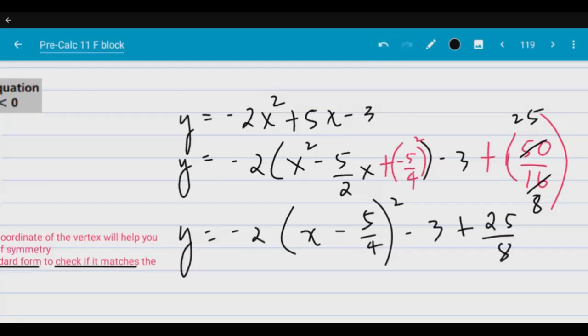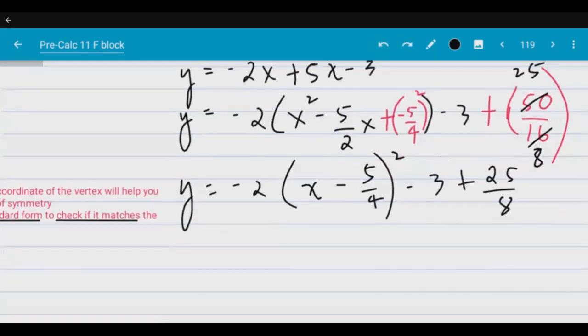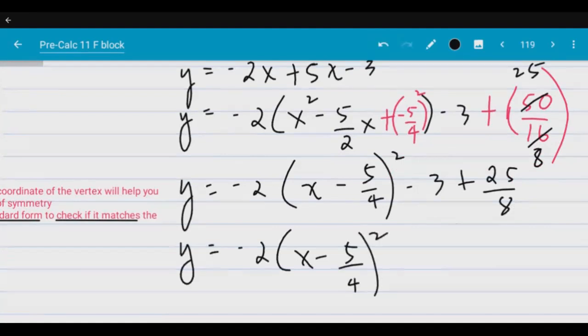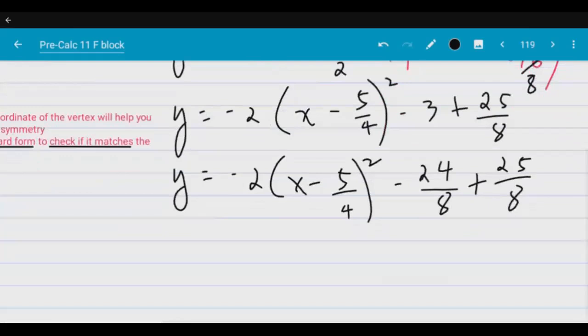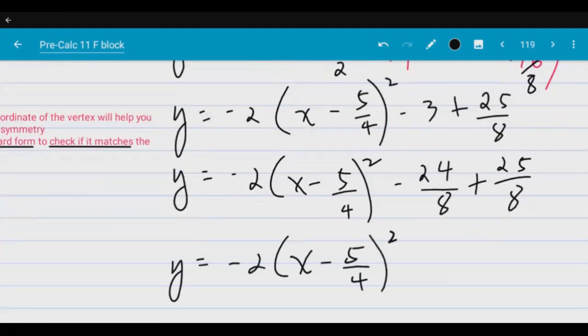Now, for these two to go together, they have to have the same denominator. Negative 2 times x minus 5 over 4 squared. All right. Minus 24 over 8 plus 25 over 8. All right. So let's just check the values. Giving us y equals negative 2 times x minus 5 over 4 squared plus 1 over 8.